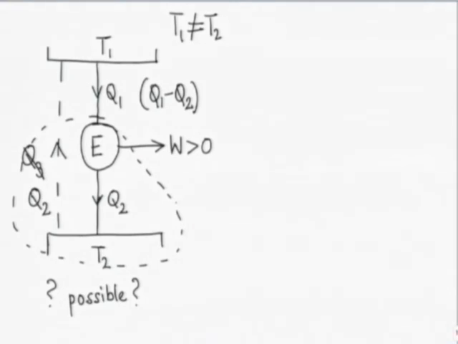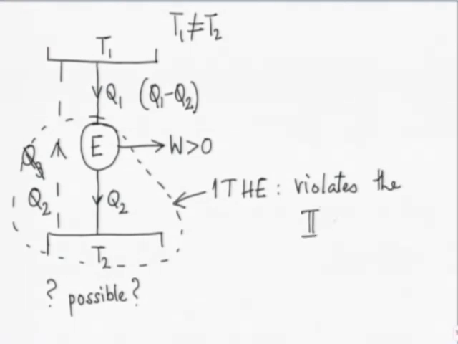So this is equivalent to a 1T heat engine which violates the Kelvin-Planck statement of the second law.